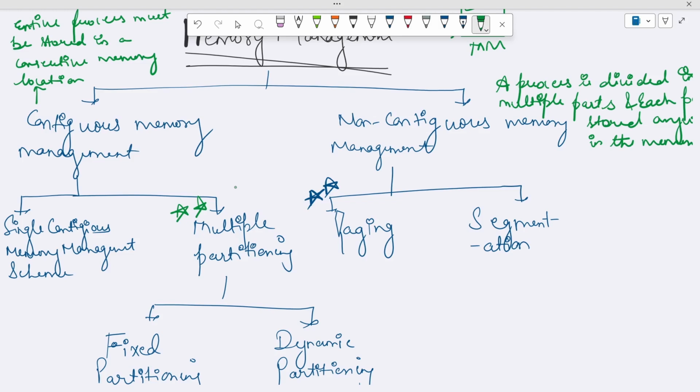In the next video, we will understand these things in detail, like what is single contiguous, multiple fixed partitioning, dynamic partitioning, paging, and segmentation. So watch the next video.